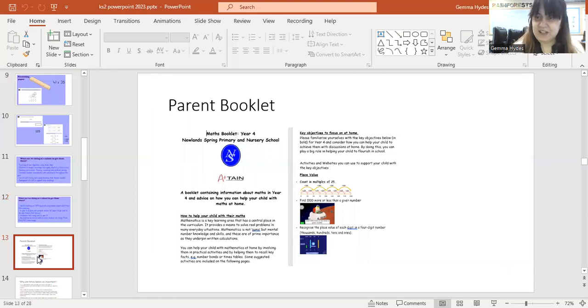So as I said, there's going to be some parent booklets coming out as well. So there's a parent booklet for Year 3, Year 4, Year 5, and Year 6. And these are interactive. They have pictures on, and most of the pictures, when you click on them, will take you to a website, either a video or a game, and that's to support you at home. So if a child comes home with some homework and you're not quite sure how to approach it, please have a look at our parent booklets, which will be coming out very shortly.